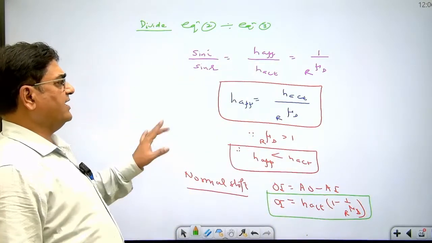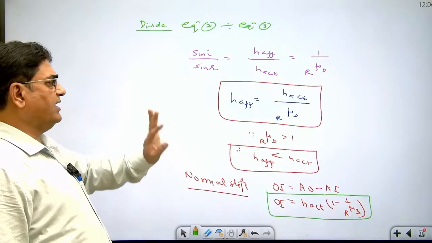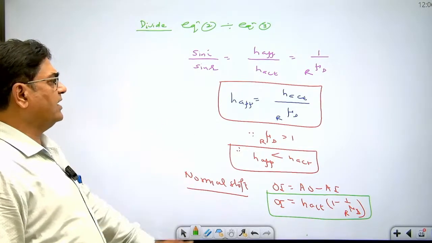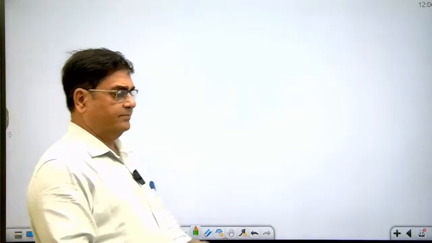The same is the case for velocity also, okay. Apparent velocity will be equal to actual velocity divided by mu dr. Same is the case for the acceleration also. Now, dear student, let's see the next case when observer will be in denser medium and object will be in rarer medium.